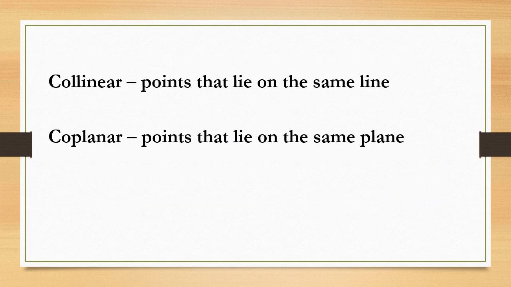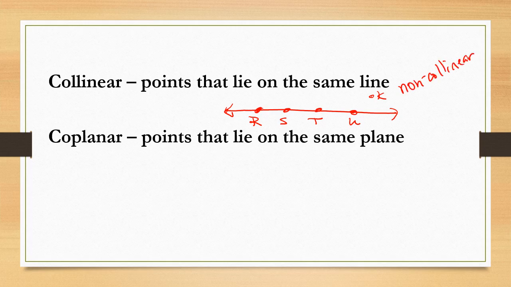Okay, collinear points are points that lie on the same line. So you could have a line and you could have multiple points that look like this, and we could call them R, S, T, and U. But if I had some point K, K is not on that line, so we would consider K to be non-collinear with the rest of the points.